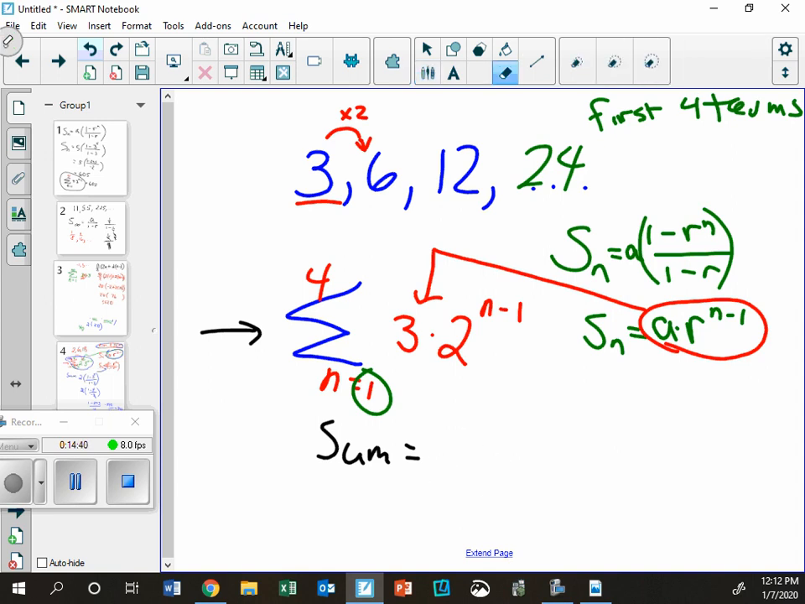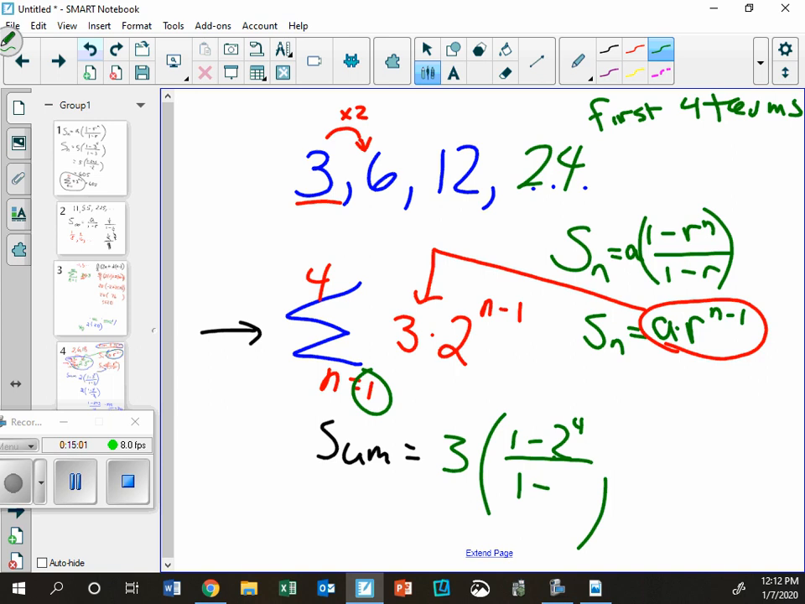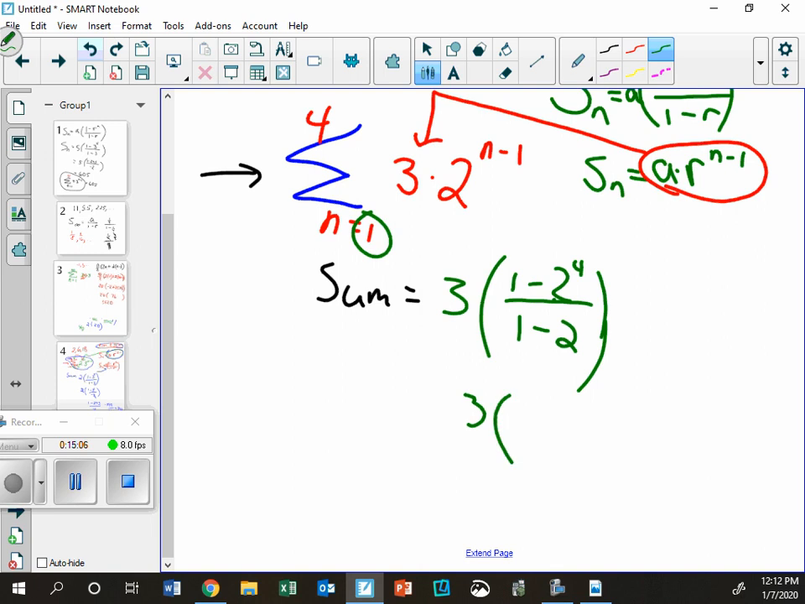It would be A, which is our starting term, which is 3, times 1 minus R to the n, but I know R. R is 2. 2 to the n, and I know n. n is the first 4 terms, so it's a 4, all over 1 minus r, which I know, which is 2. And there we go. Final answer. 3 times 1 minus 16 is negative 15, over negative 1, 3 times 15, 45. Can anybody verify 45 for a final answer? Okay, awesome. Then now, you're back, baby.